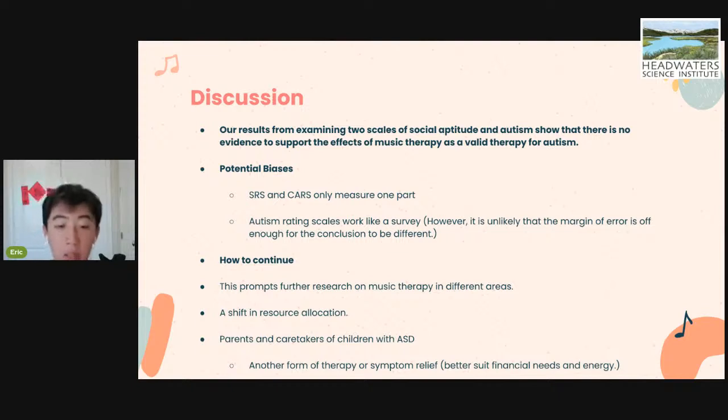Additionally, autism rating scales work more like a survey or a questionnaire, and it's not very quantifiable like a lab would be. So it could lead to some inaccuracy in the results. However, it's pretty unlikely that the margin of error would be so large that the conclusion would be different.